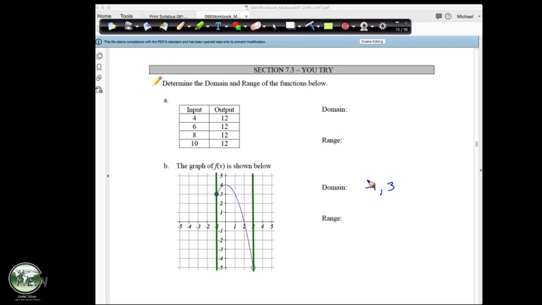What do I do on the left side? Bracket. On the right side? Excellent. You got that down. -1 less than or equal to x, 3, is just less than.